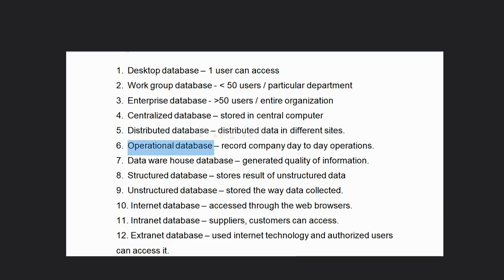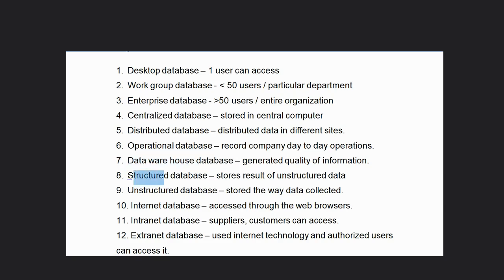Operational database is when the database is used to store the company's day-to-day operations or transactions, and it is also called a business database or transactional database. Next one, data warehouse database. A data warehouse database stores a large amount of data. It is used to generate quality information. This quality information can be used to take better strategic decisions within an organization.